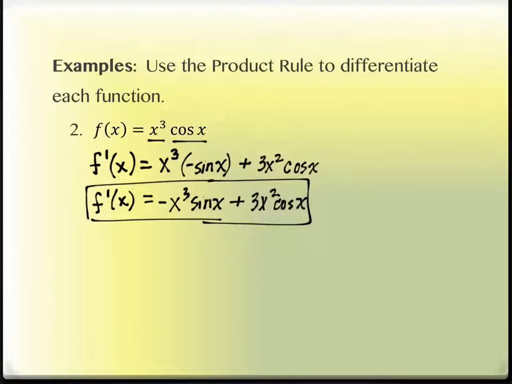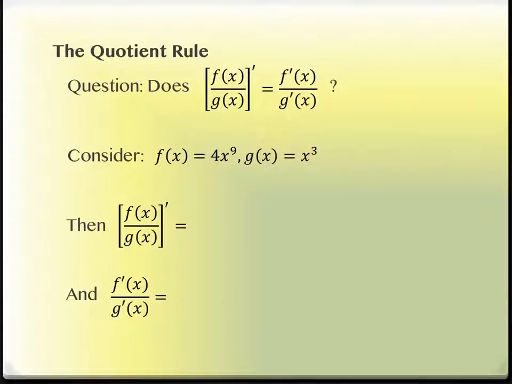Okay, that's product rule. I'd like to show you quotient rule. And we're going to verify again the same kind of thing that we did on the last one. We would really, really love it if the quotient rule said that the derivative of the quotient is the quotient of the derivatives. So again, we're going to use those same functions that we had before, and we're going to check and see what happens.